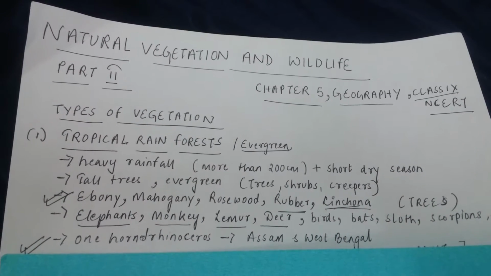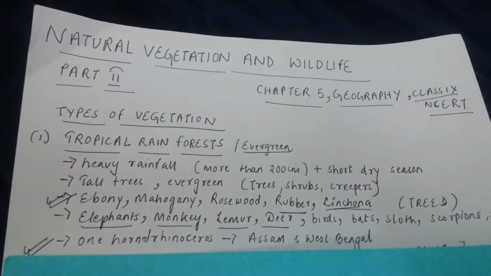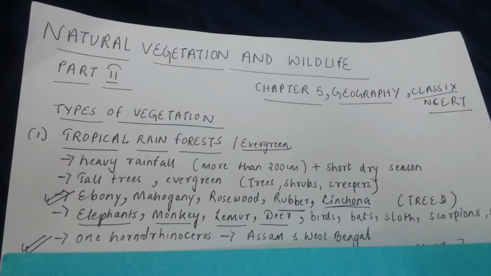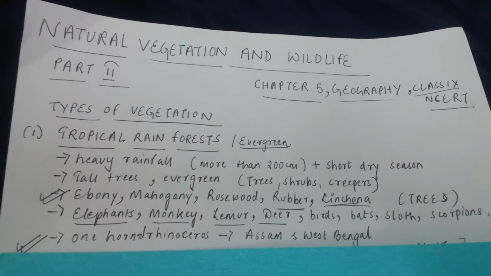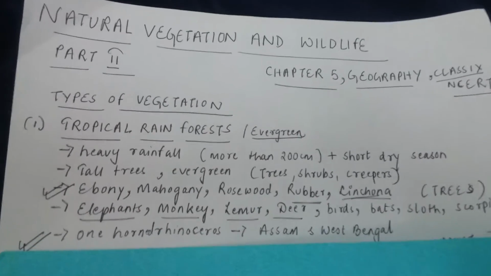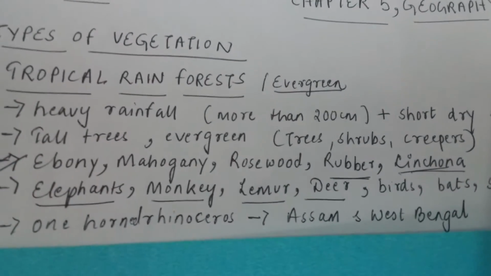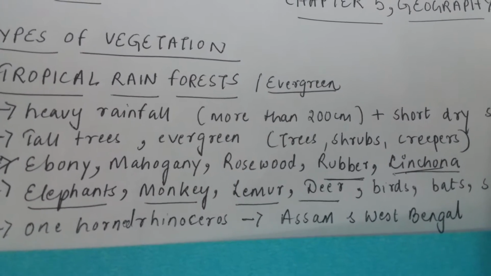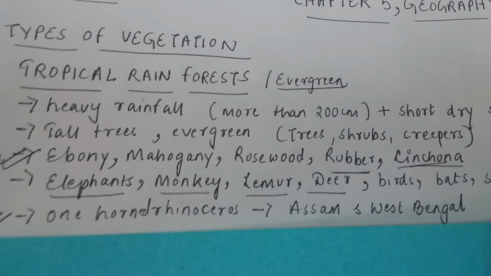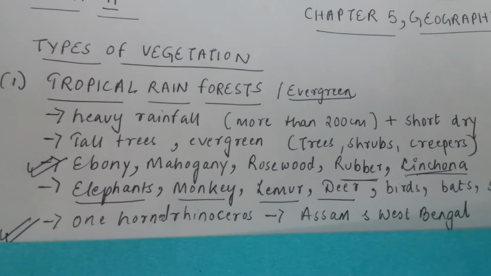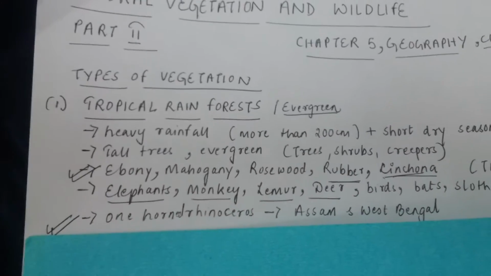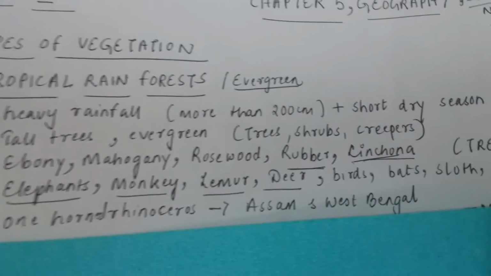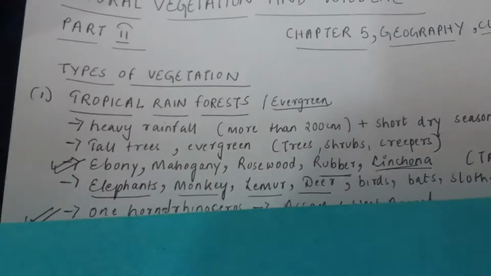This type of forest or vegetation is characterized by heavy rainfall, which is more than 200 centimeters. Just remember 2 trees and 2 animals from each type of vegetation. Here try to remember cinchona, rubber or mahogany and ebony, and in animals perhaps elephants and monkey, and the one-horned rhinoceros, which is only found in Assam and West Bengal. So tropical rainforest is done.